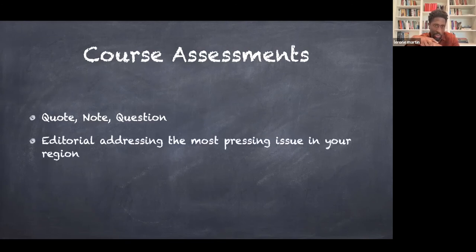Another task they had to do was write an editorial addressing the most pressing issue in their region. So an editorial for their student newspaper, or if they wanted to dream big, it could be the New York Times or Newsweek or CNN. I wanted them to be able to address issues in their region while using some of the writers that we engaged during the semester. And finally, as I mentioned, I wanted them to ultimately be able to engage the Ferguson report.